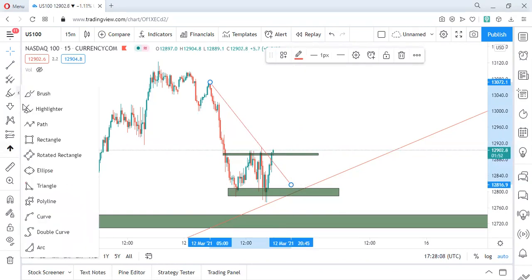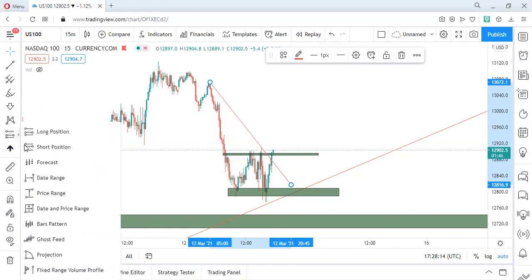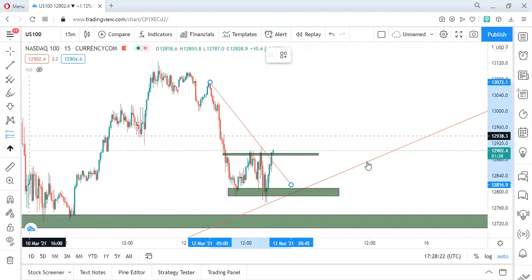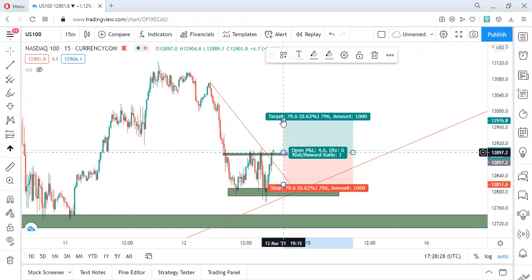We are expecting to take our profit somewhere here, but it's Friday. I want to stay away from the market because I don't know what's going to happen on Monday. So we are going long on Nasdaq. We're going long with it. We're going to take our first TP somewhere here.